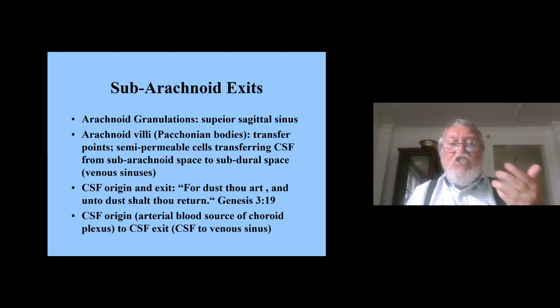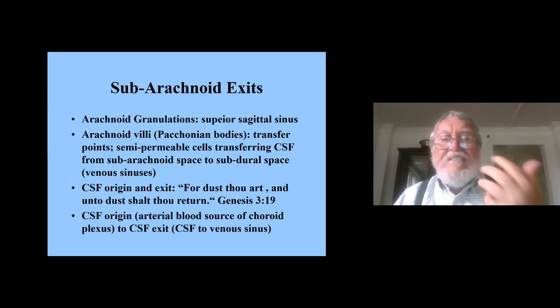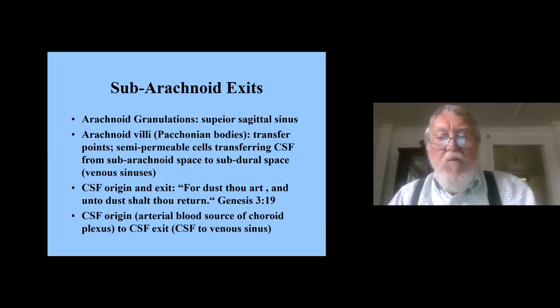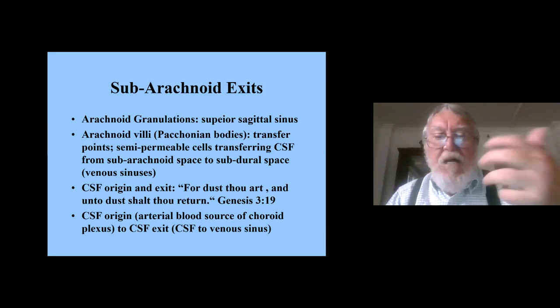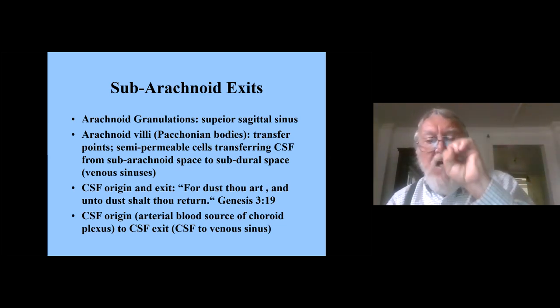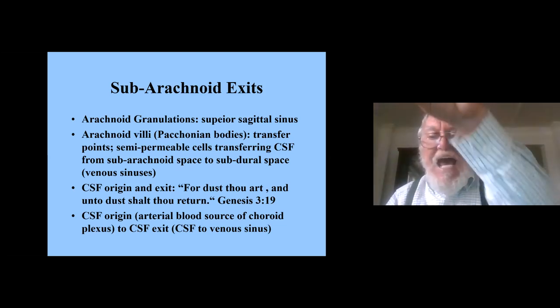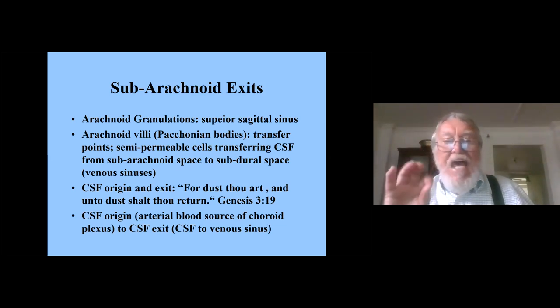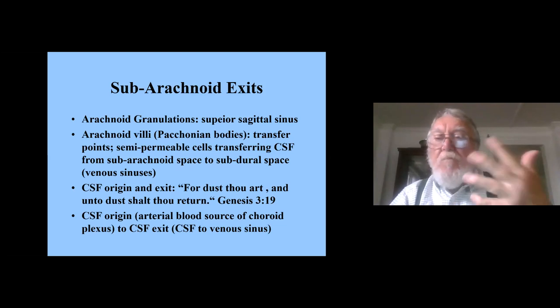And what they are is transfer points. What they are actually are semi-permeable cells transferring CSF from the subarachnoid space to the subdural space. From where the CSF is sitting in the subarachnoid space and pushing this old CSF out into the venous sinuses. And again, what is the semi-permeable membrane?